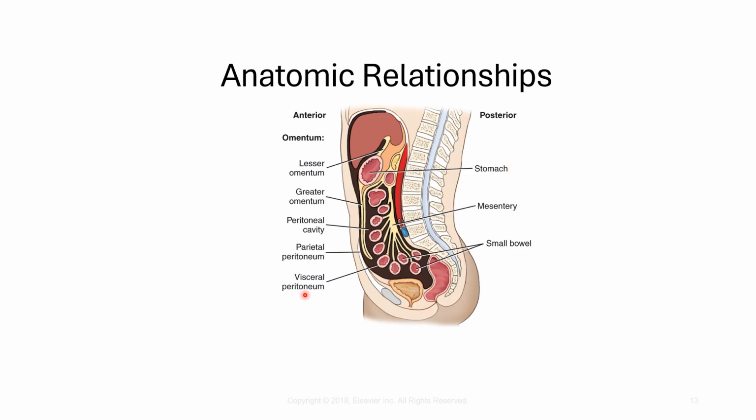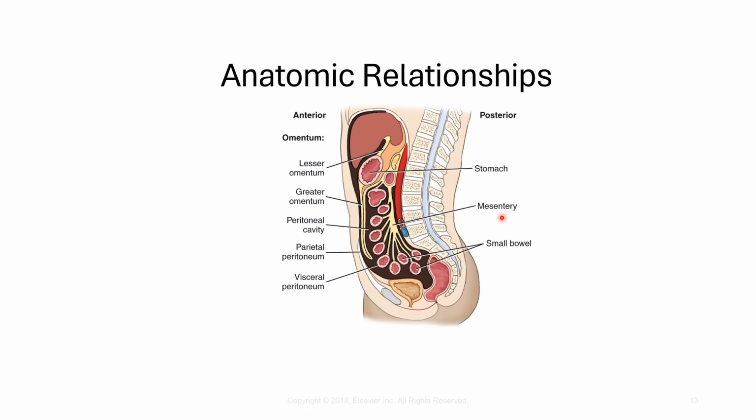So the peritoneum is actually what covers the organs and the wall. So in the thoracic cavity, we had the pleura. We had visceral pleura and parietal pleura. In the abdomen, we have visceral peritoneum and parietal peritoneum. So visceral peritoneum actually lines the organ itself, and the parietal peritoneum lines the wall of the abdominal cavity. So visceral and parietal peritoneum.